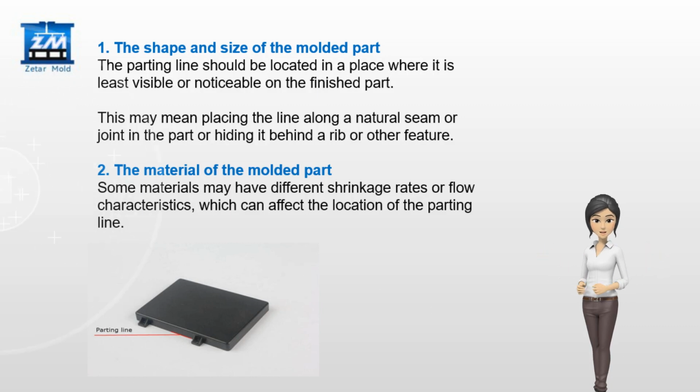This may mean placing the line along a natural seam or joint in the part, or hiding it behind a rib or other feature. The material of the molded part: some materials may have different shrinkage rates or flow characteristics, which can affect the location of the parting line.